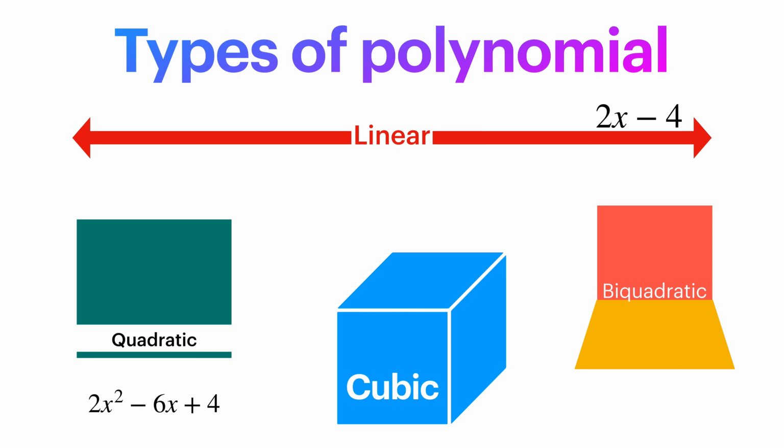And if you look at the quadratic, the degree of the variable is 2. If you look at the cubic, the degree of the variable is 3. And if you look at the biquadratic, the degree of the variable is 4. Degree means the highest power to which a variable is raised. Now let us have a look at some examples.